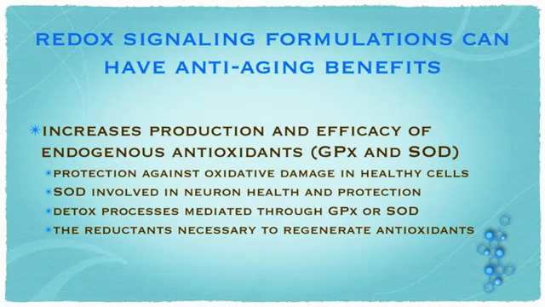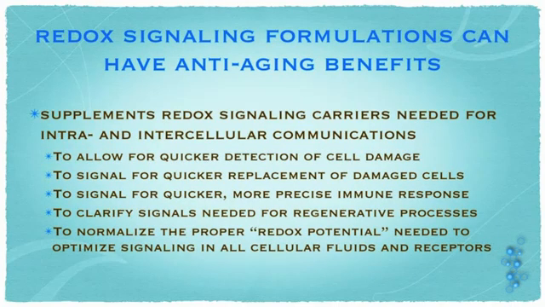Redox formulations have anti-aging benefits by increasing the production and efficiency of our endogenous, or internal, antioxidants like glutathione and superoxide dismutase. And this protects us against oxidative stress. Superoxide dismutase is involved in neuronal health in particular and protection of our nerve health. The detoxification process is all mediated through these powerful antioxidants. And of course, reductants, these negatively charged species, are necessary for the regeneration of antioxidants in our cells. Anti-aging benefits are also seen when we notice that there's quicker detection of cell damage, quicker replacement of damaged cells, a more precise immune response, and an activation of a proper redox potential that optimizes signaling and communication in our cells.